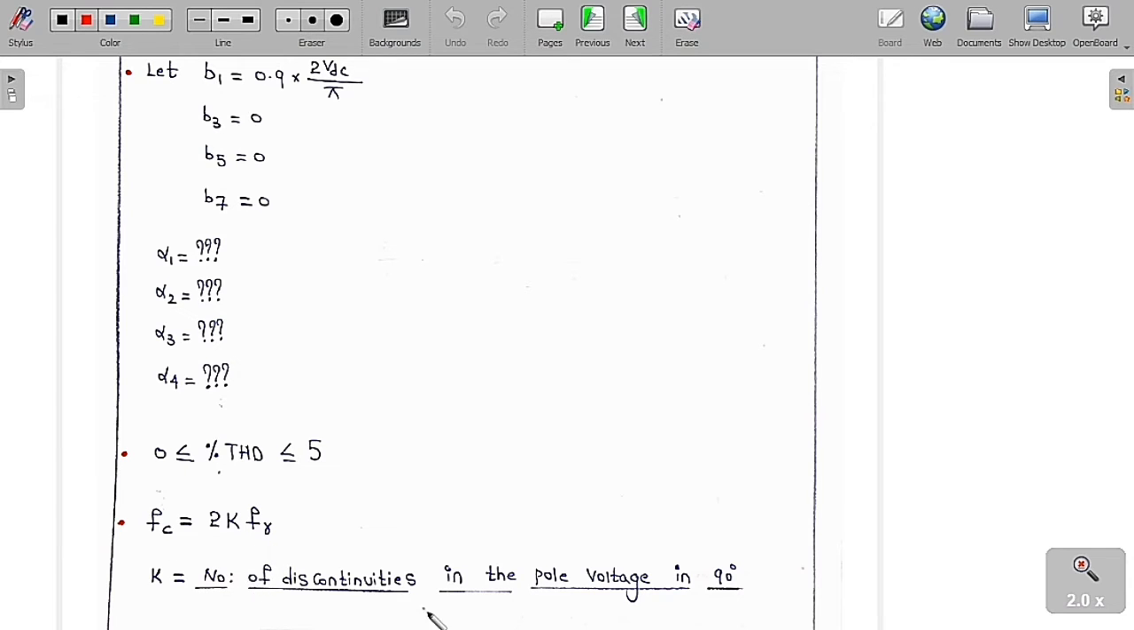Here K is called the number of discontinuities in the pole voltage in 90 degrees. In 90 degrees, how many discontinuities are we going to get? The number of discontinuities is equal to the number of pulses we are going to get. So listen, the number of discontinuities means the number of pulses we are going to get. That is the meaning of this.